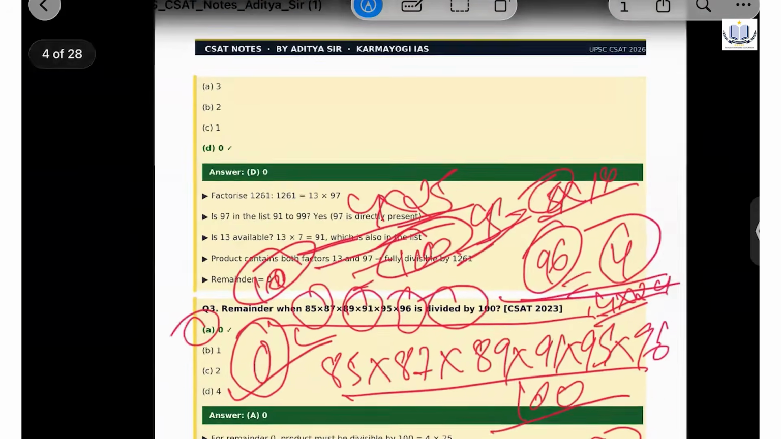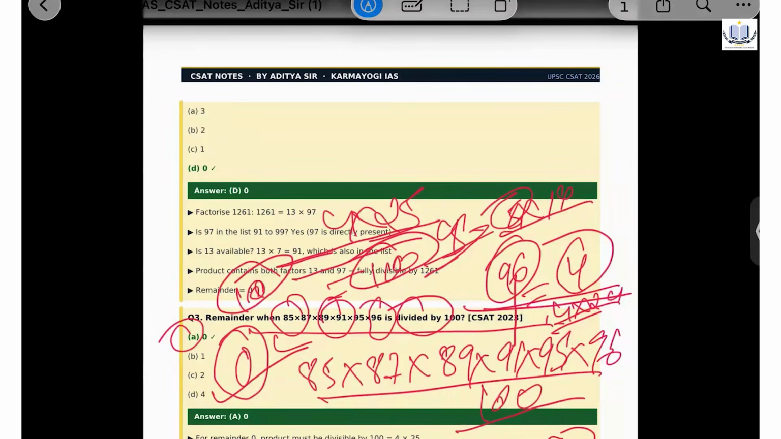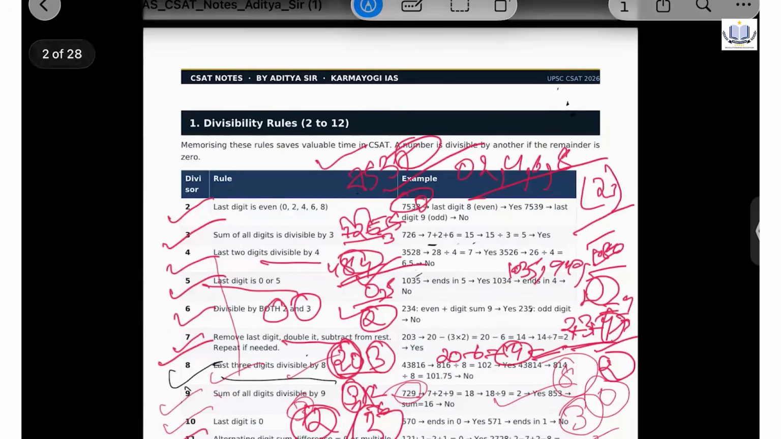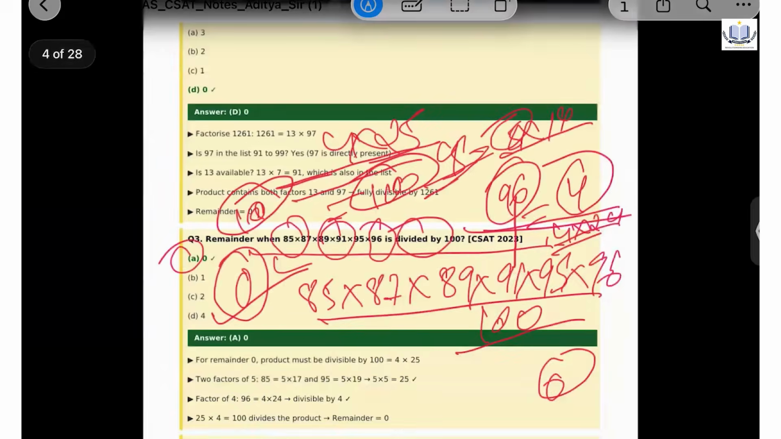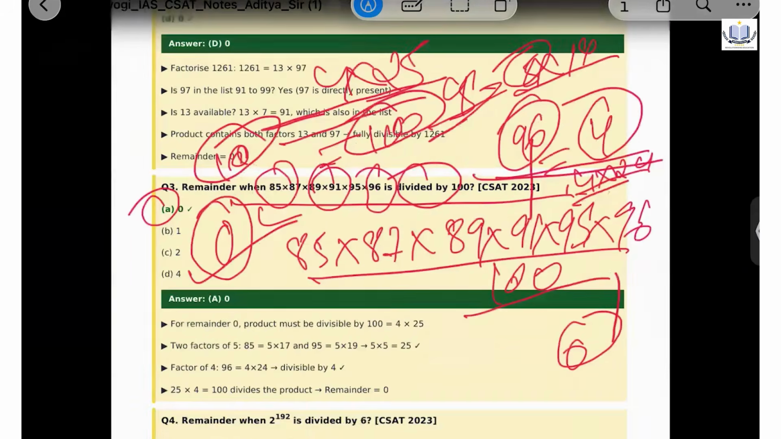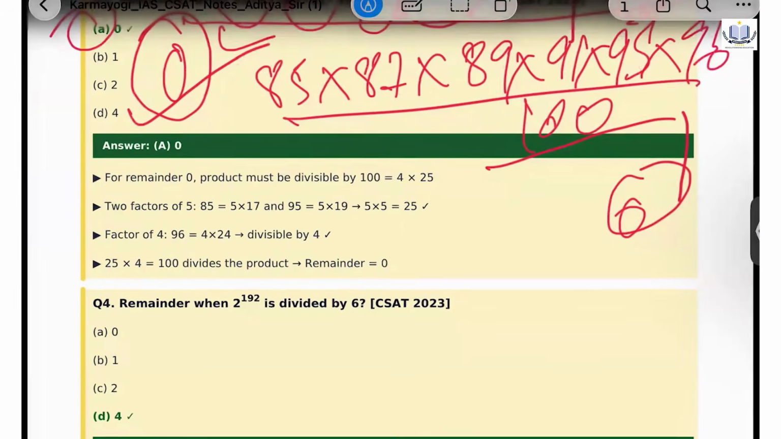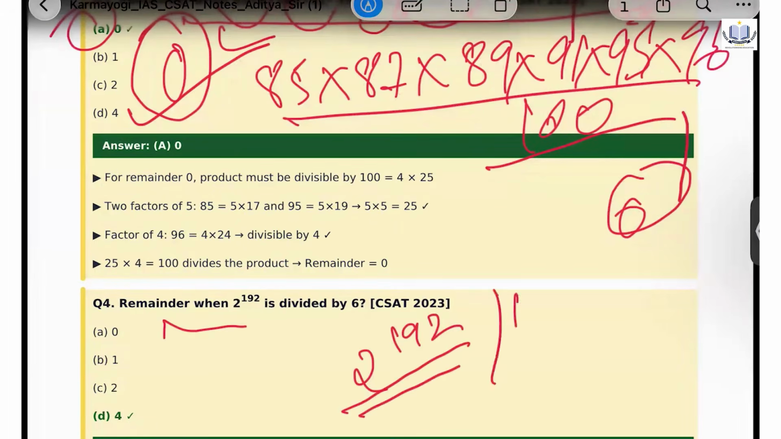There is another question which we are seeing on this page. Okay, this you can solve also. This is comparatively easier. I am trying to solve the harder one. Let's see this question. Remainder when 2 to the power 192 is divided by 6. What will be the remainder? So this is an important question.